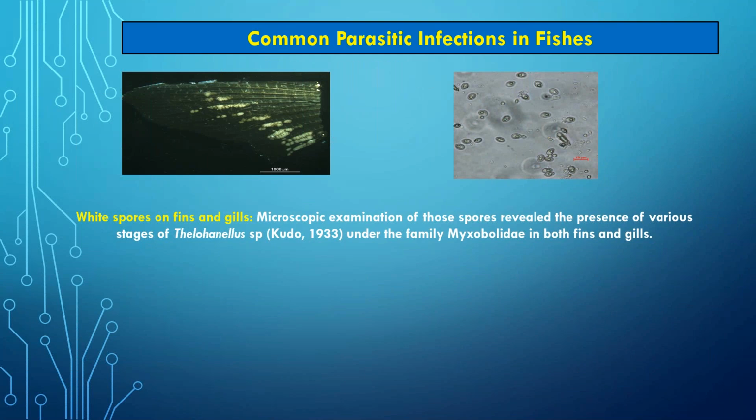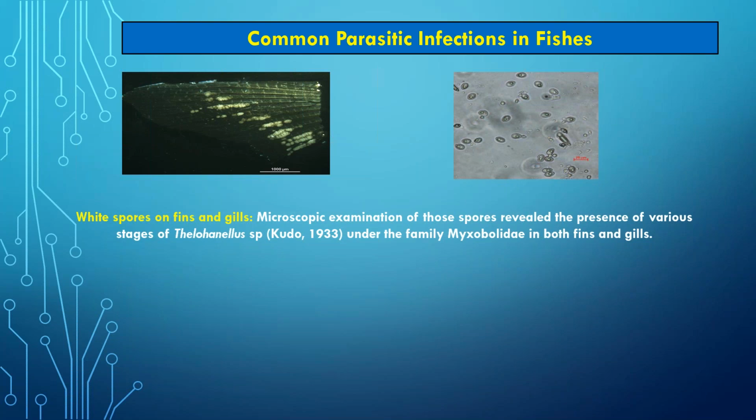Now moving to some common parasitic infections in fishes. As I have already said, there are many diseases and many causative agents, but it's not possible to go into details of all, so I will be focusing on the major disease causing agents. Now coming to the parasitic ones, white spores on gills. These are of the Myxobolidae family, specifically Myxobolus or Thelohanellus. These are mostly prevalent and seen even with naked eyes on the gill filaments, forming small white nodules on the fins, the dorsal fins and the pectoral fins.